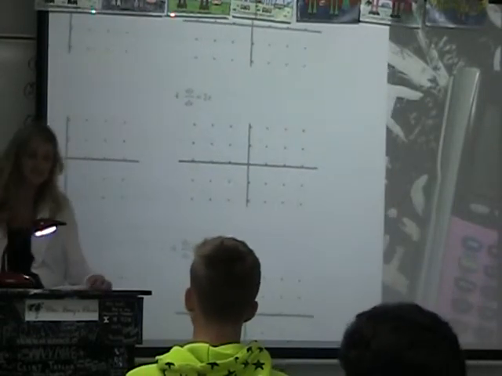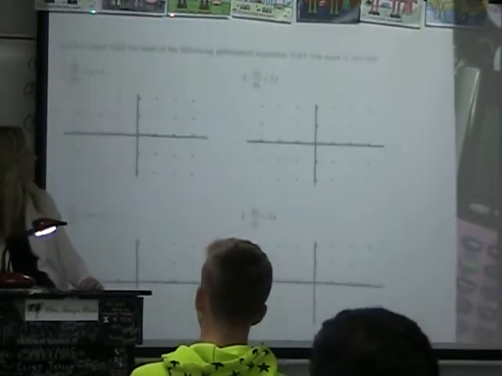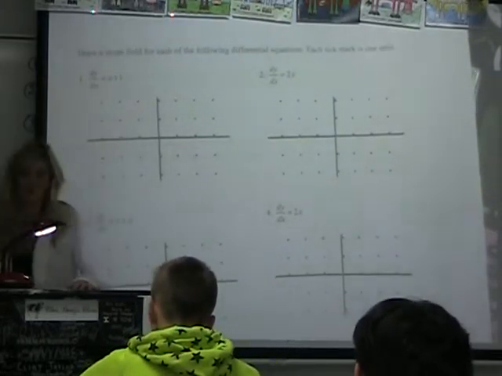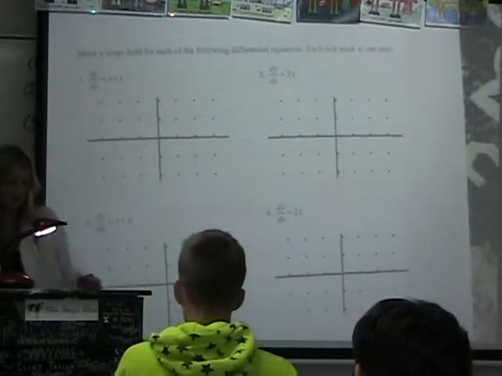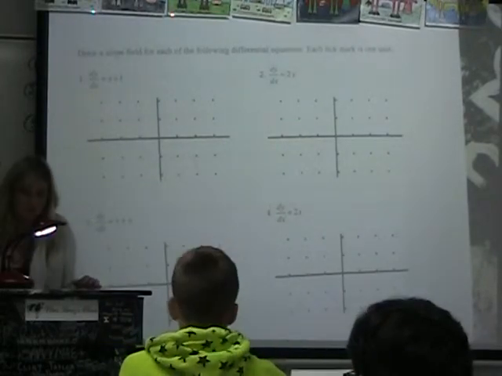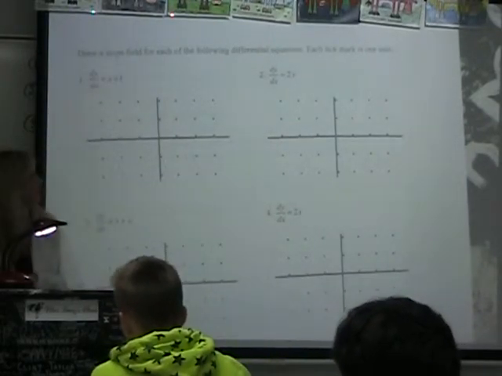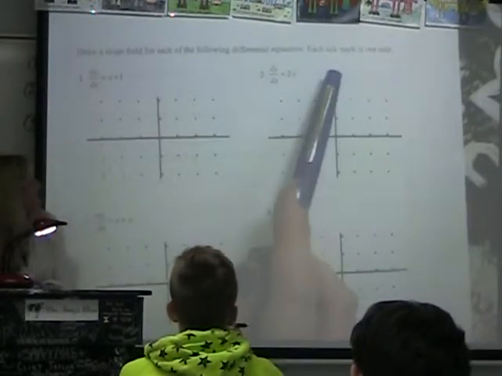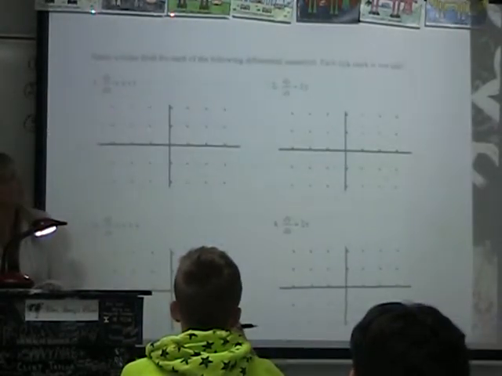So, if you look at the two sheets that I gave you, the first sheet has a series of slope fields. We actually haven't created the slope fields yet, but we're going to draw some on this paper. It says draw a slope field for each of the following differential equations. Each tick mark is 1 unit.